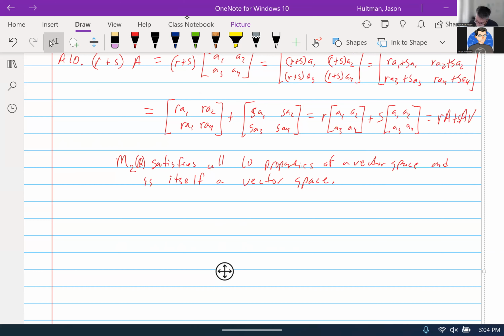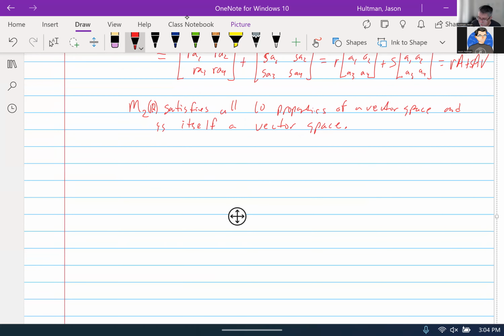Okay, and then as we'll see, M2R really is what's called a subspace of MnR. It's more restrictive. It's a vector space in and of its own right, but it's a subspace of the vector space MnR. Okay, theorem.